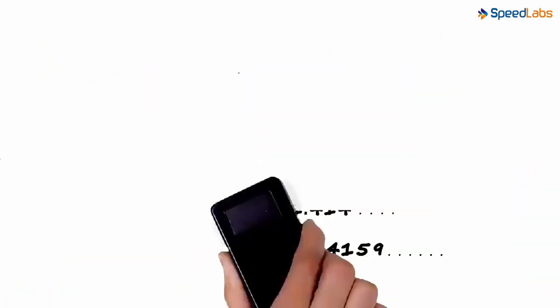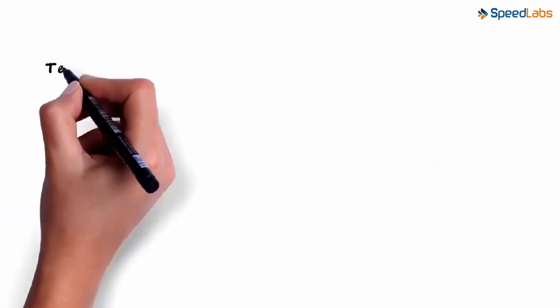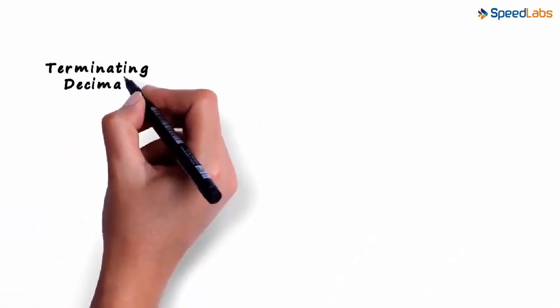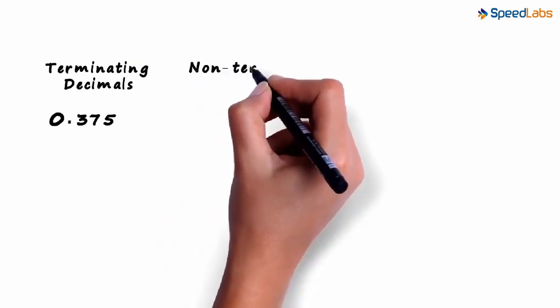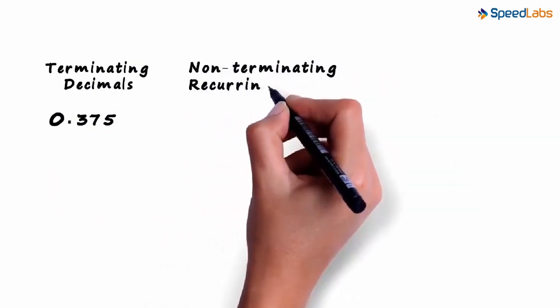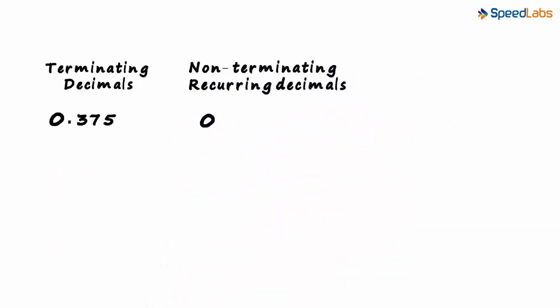Now let's talk a bit about the different kinds of numbers we know. The first kind is numbers with terminating decimals. Numbers like 0.375. The number stops at a point and does not go on and on. Then we have non-terminating recurring decimals. Numbers like 0.6666 and so on. The sixes don't end. It's called recurring since the same number reoccurs, and non-terminating since it reoccurs infinitely.